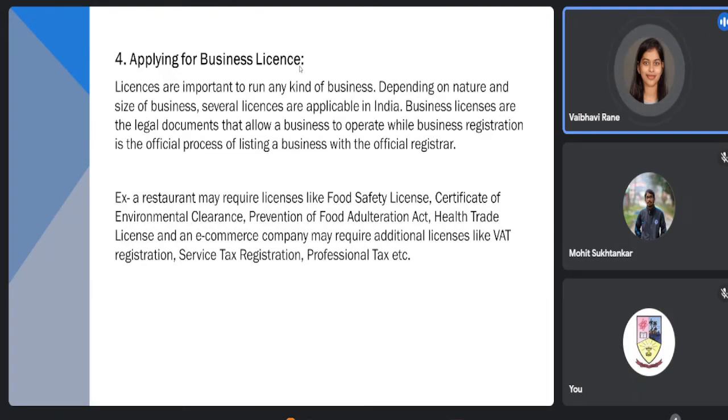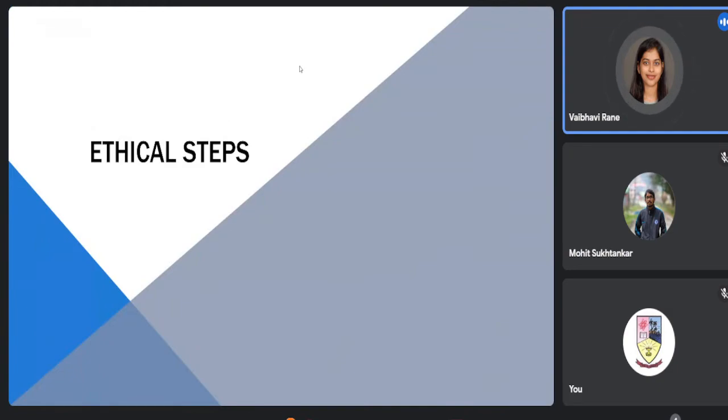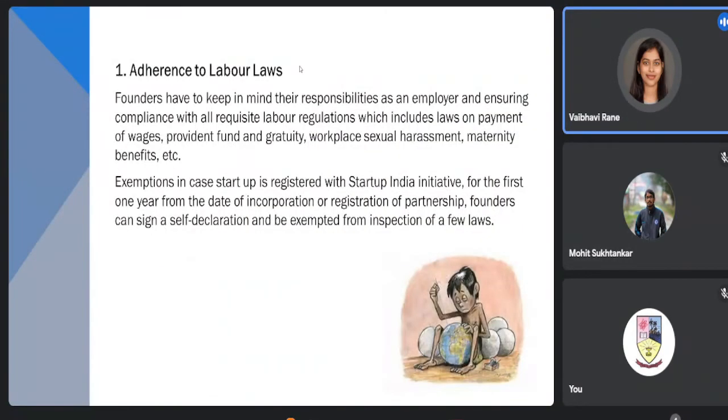Now, with that, we come to the next part, which is the ethical steps which are involved in your startup. Now, let me warn you here, your ethical steps and your legal steps, to a certain extent, overlap one another. So you will see that the first ethical step that a startup has to follow is quite a legal step. The word law is present in this first step. So firstly, adherence to your labor laws.